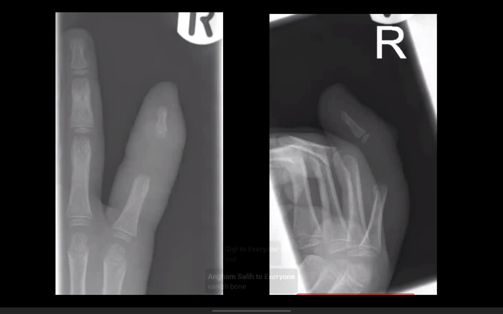So lots of answers here. Langerhans cell histiocytosis, vanishing bone, post-traumatic osteolysis. Yes, all not bad answers. Langerhans cell histiocytosis would be very unusual to destroy a whole bone.